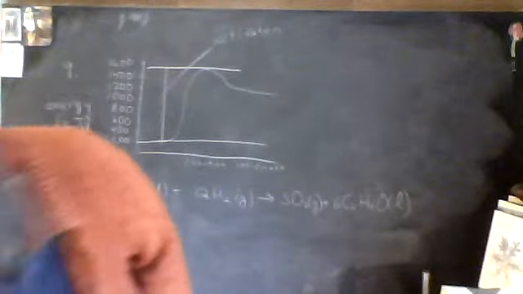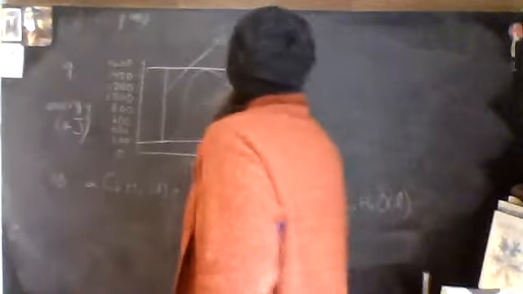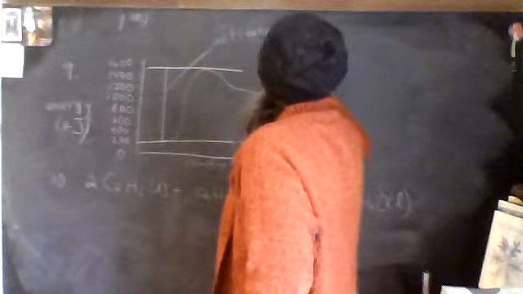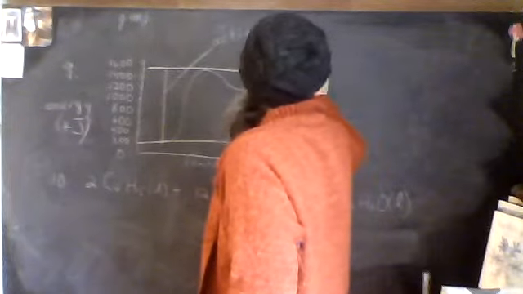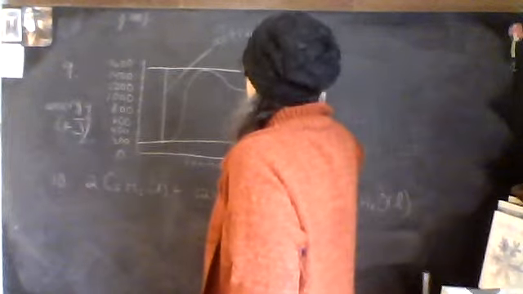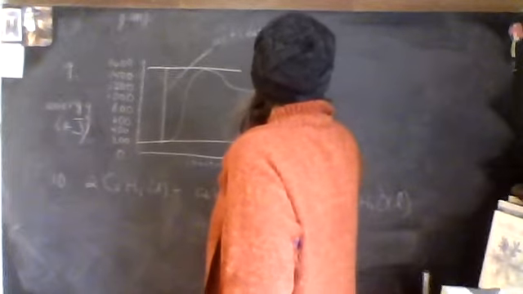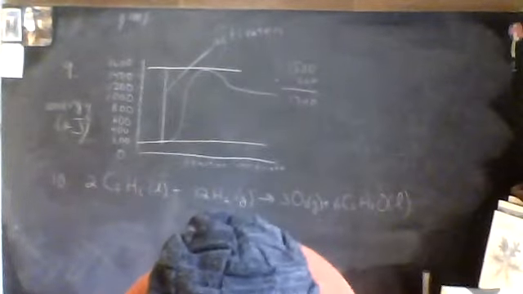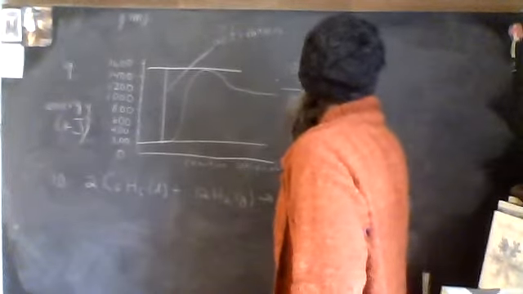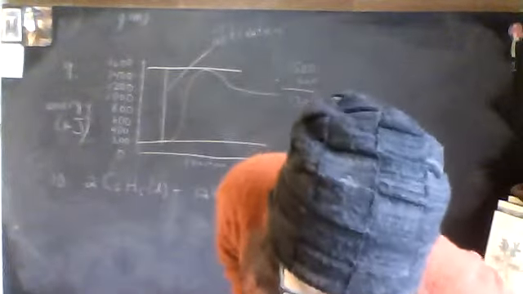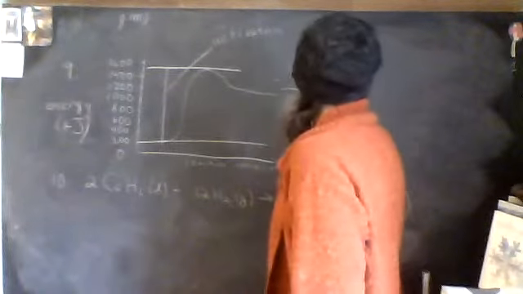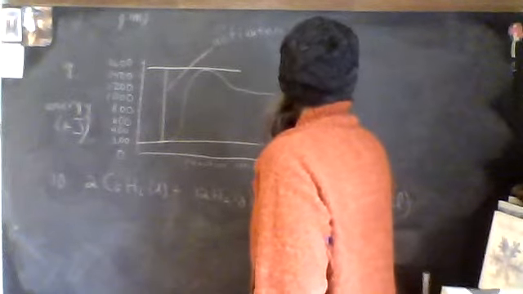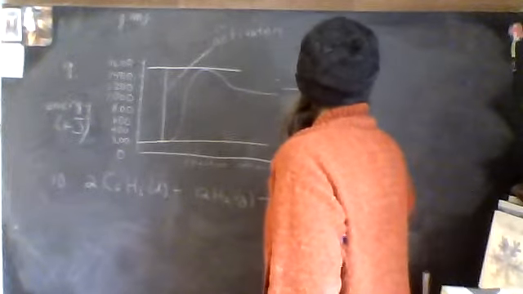I think it's probably closer to 1,500, right? Oh yeah, that's what I meant to say. So 1,500 minus 200 gives us 1,300. 1,300 what? Kilojoules. So is it endo or exothermic? It's endothermic. Correct, because it's a positive.